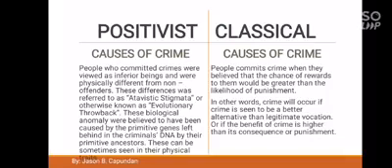In the classical theory, people commit crime when they believe that the chance or rewards to them would be greater than the likelihood of punishment. In other words, crime will occur if crime is seen to be a better alternative than legitimate vocation or profession, or if the benefit of crime is higher than its consequence or punishment.